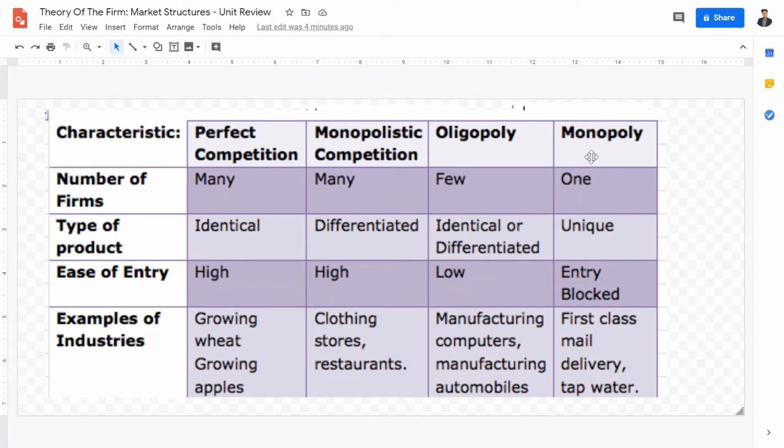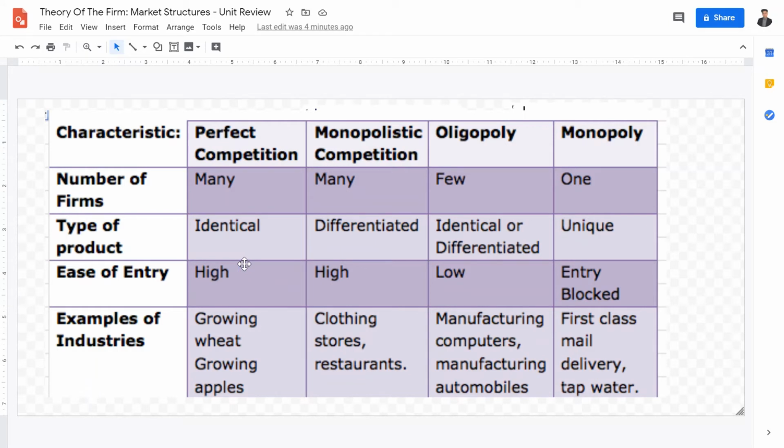Lastly, the monopoly is when there is only one major and dominant seller. Does that mean there has to be only one provider? No, that is not the case. It just means that one firm has the majority of the market influence. The type of good is unique also because there's only one firm dominating. Barriers to entry and barriers to exit are extremely high. This ensures that long-term supernormal profit does exist.